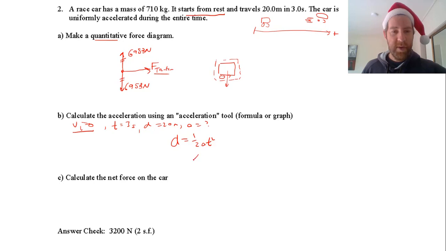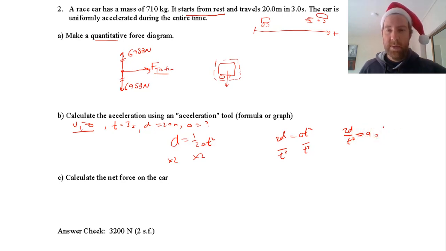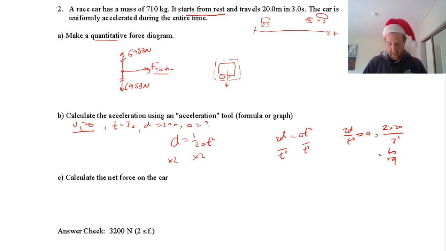So to get rid of a half, I'm going to times by 2. Now I've got 2d equals at squared. To get rid of the t squared, I'm going to divide by t squared. So now I have 2d over t squared equals a. That is 2 times 20 over 3 squared, which is 40 over 9. I can't do that in my head quickly. Something like 5, isn't it? 4.5 or something. 4.4 meters per second squared.